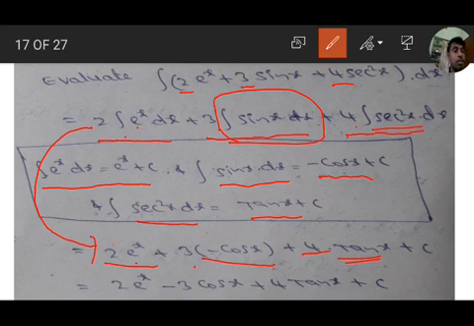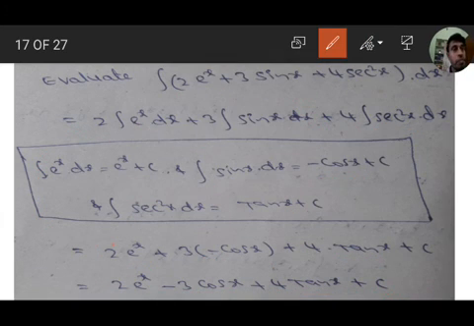tan x plus c. For every integral we get c, c1, c2, c3 constants, so we write only a single c constant. Therefore 2 into e to the power of x minus 3 into cos x plus 4 into tan x plus c. 3 into minus, so this is the answer: 2 into e to the power of x minus 3 into cos x plus 4 into tan x plus c. It is the integration of the given function.